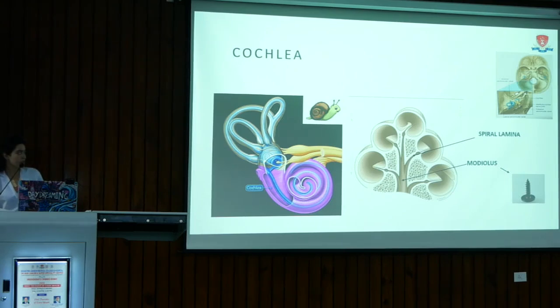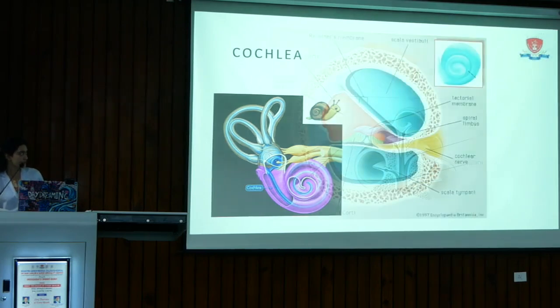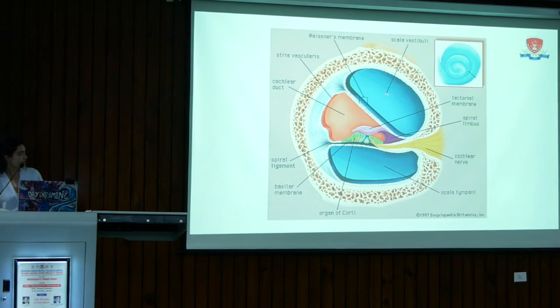From the surface of the modiolus, there is a structure called the spiral lamina, which projects into the cochlear canal and divides it into 3 sections: an upper scala vestibuli, a lower scala tympani, and between these two, the scala media, also known as the cochlear duct. Now, the scala vestibuli is separated from the cochlear duct by Reissner's or the vestibular membrane, while the scala tympani and the cochlear duct are separated by the basilar membrane.